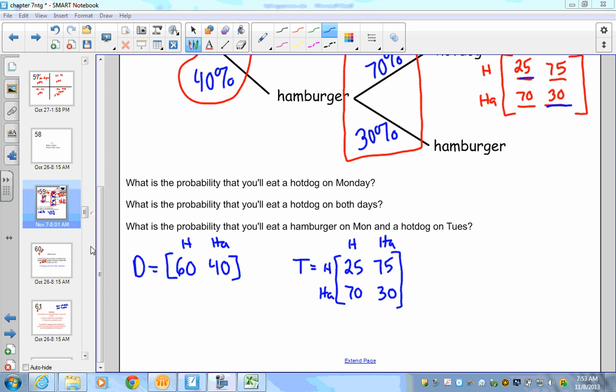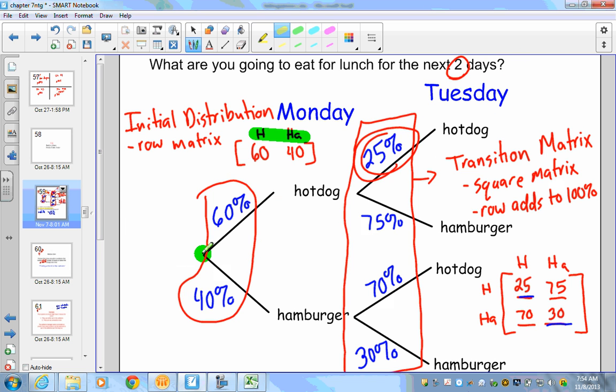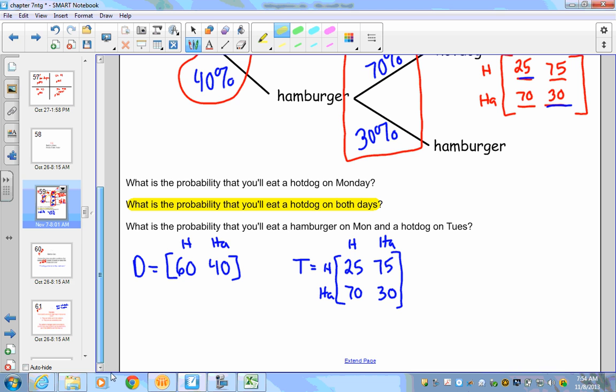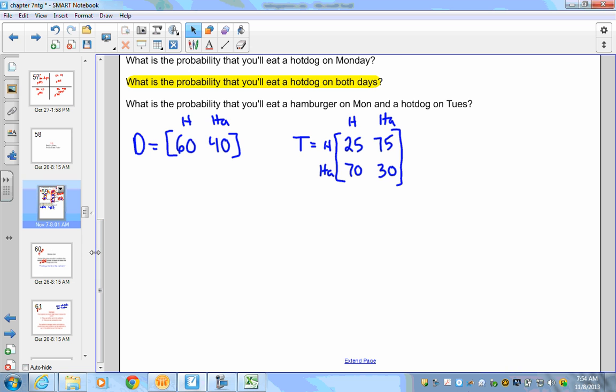There are my matrices. Remember, when we first started this video, we were answering questions like, what is the probability that you'll be eating hot dog on both days? Then you have to go through the entire graph, hot dog, hot dog. Using your matrices, you can get your answer without having to go through the chart. So if I asked you, what is the probability of day 5?